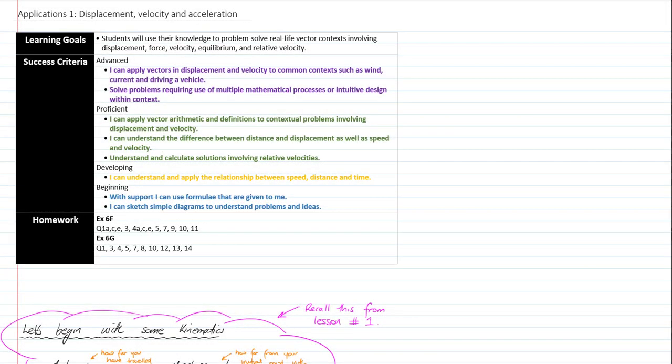Hi and welcome to Unit 1 Topic 2 Video 8, and in this video we're going to start looking at Application 1 of vectors, displacement, velocity and acceleration. So learning goals, success criteria, have a pause, have a read.